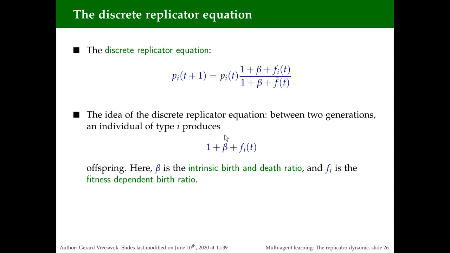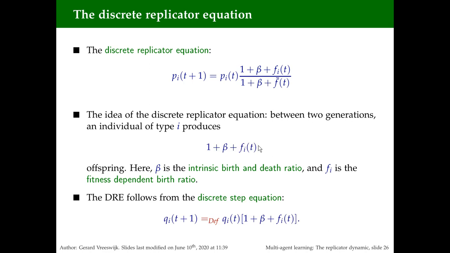So the idea of the discrete replication is that between two generations, an individual of type i produces this much offspring, where beta is the intrinsic birth and death ratio, and f sub i is the fitness dependent birth ratio. Now, the discrete replicator equation follows. This equal sign is not a definition; it follows from the discrete step equation. The discrete step equation, that is a definition.